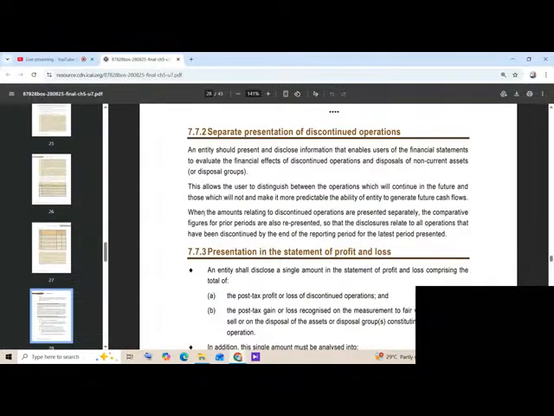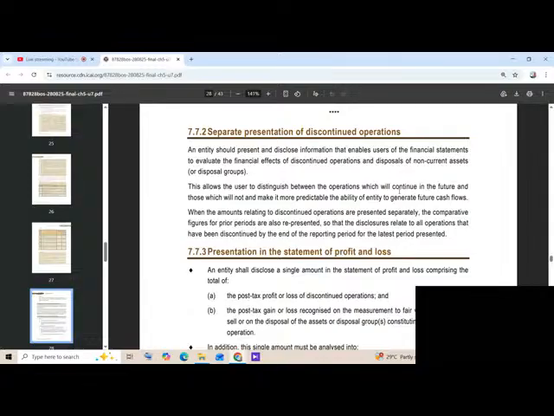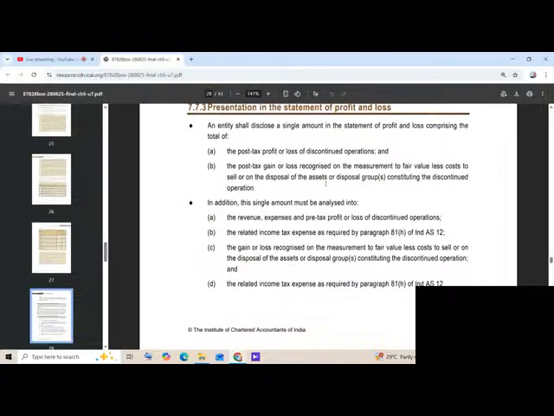When the amounts relating to discontinued operations are presented separately, the comparative figures for prior periods are also re-presented, so that disclosures relate to all operations that have been discontinued by the end of the reporting period for the latest period presented. Presentation in the statement of profit and loss.